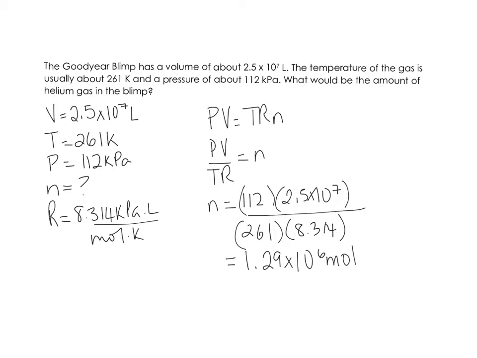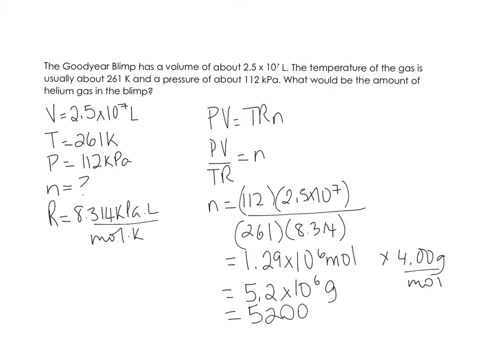So there's 1.3 million moles of helium gas in the blimp. And if we multiply that by the molar mass of helium, we would know that there is 5.2 times 10 to the 6 grams, or 5,200 kilograms of helium in the Goodyear blimp.